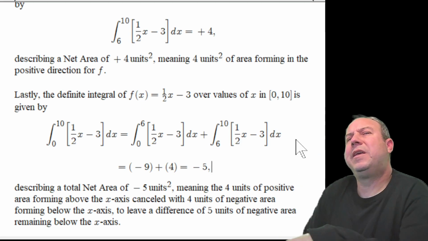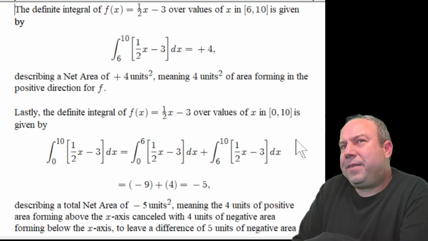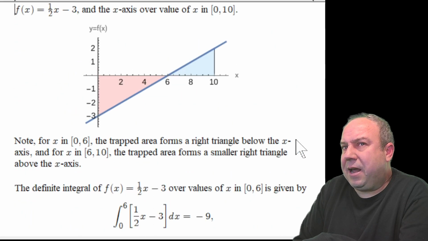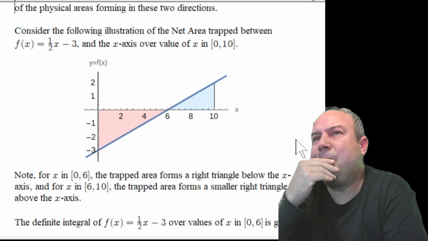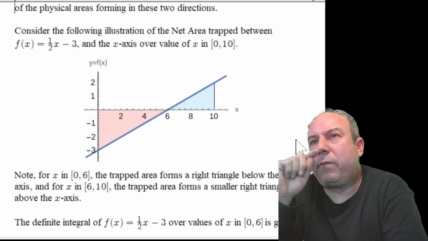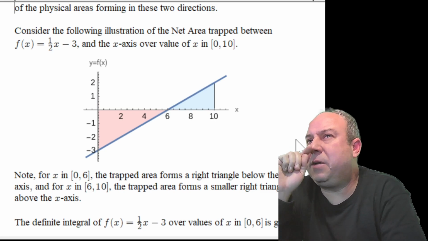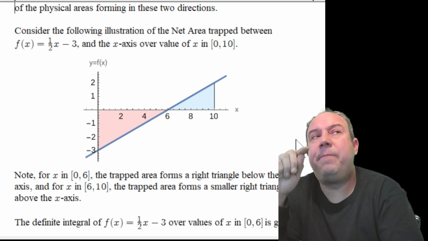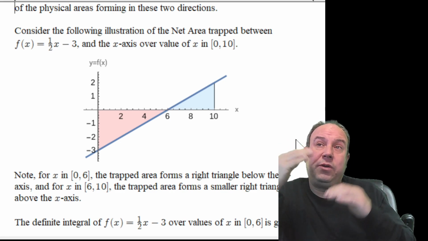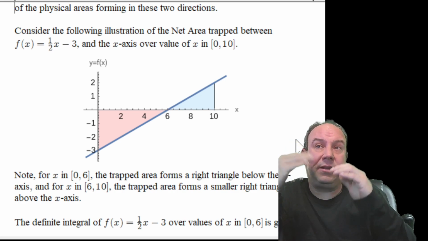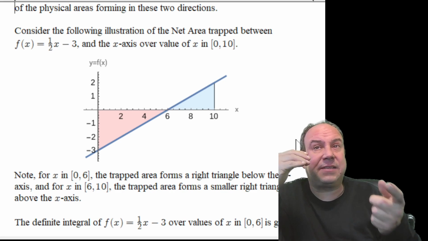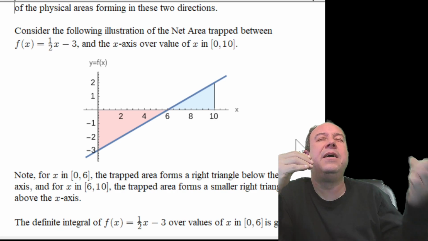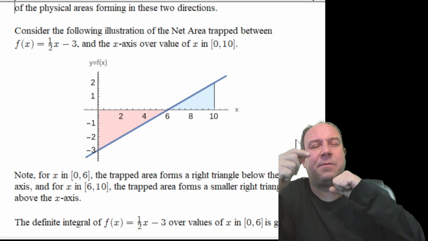All right. That is the meaning of net area. And when we perform these definite integral calculations, we are calculating this geometrical concept of area that can form in two different directions relative to the x-axis. Where above the x-axis, it gives us a positive area, and below the x-axis, we end up with a negative area.